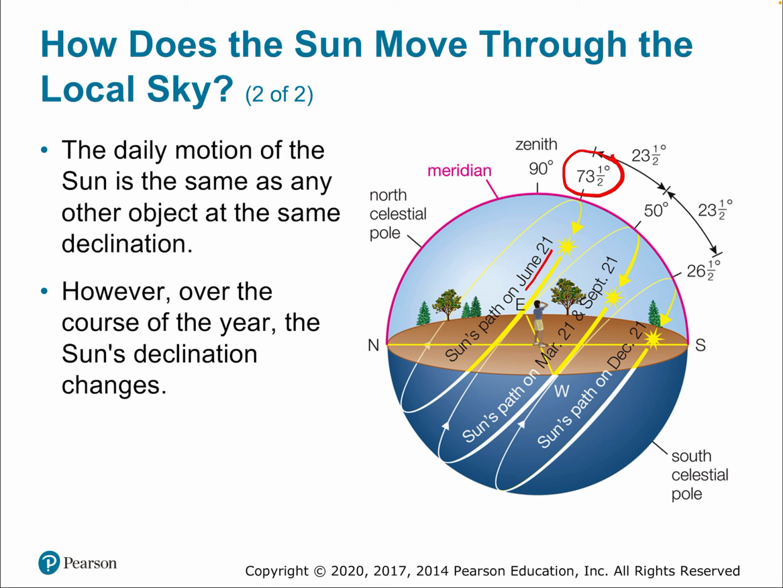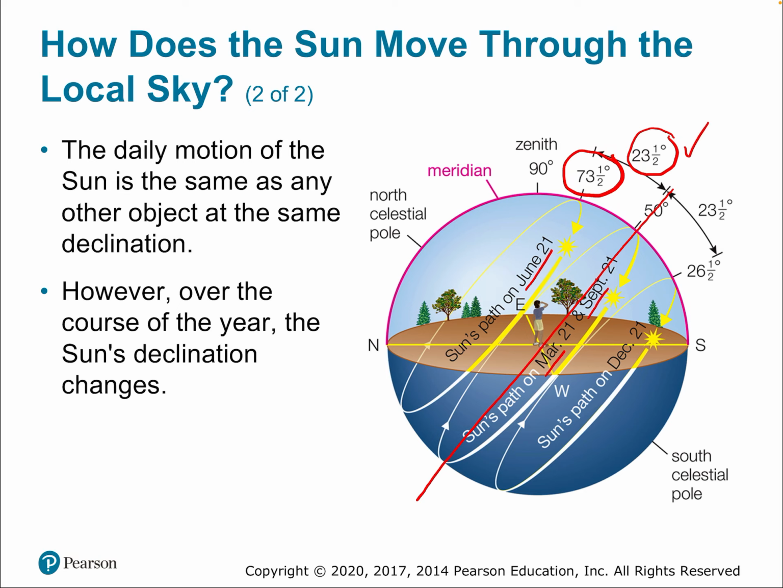Now that 73.5 degrees is 23.5 degrees relative to the celestial equator. So the celestial equator is located right here, and that is the exact point that the sun would reach on either the March or September equinox. So that means that the angular distance in your local sky between the highest point that the sun reaches and the point that it reaches at either equinox will always be 23.5 degrees for anyone on Earth.